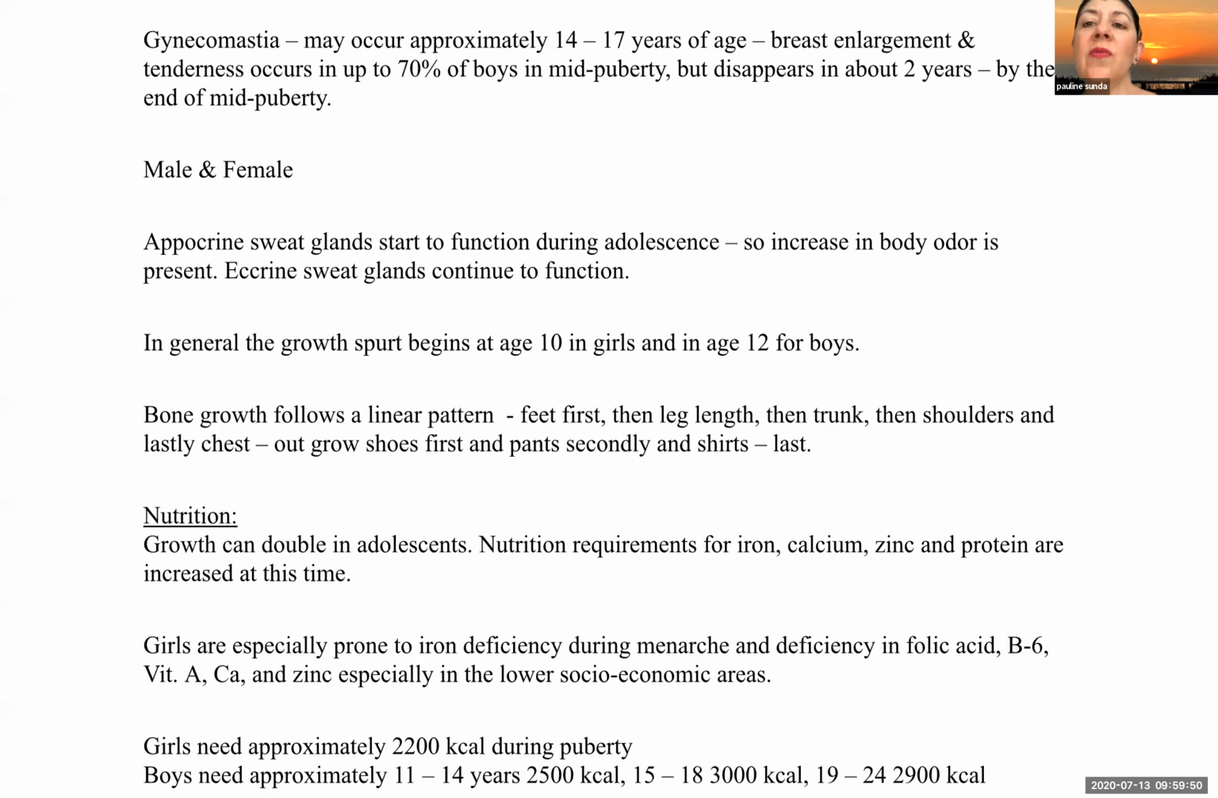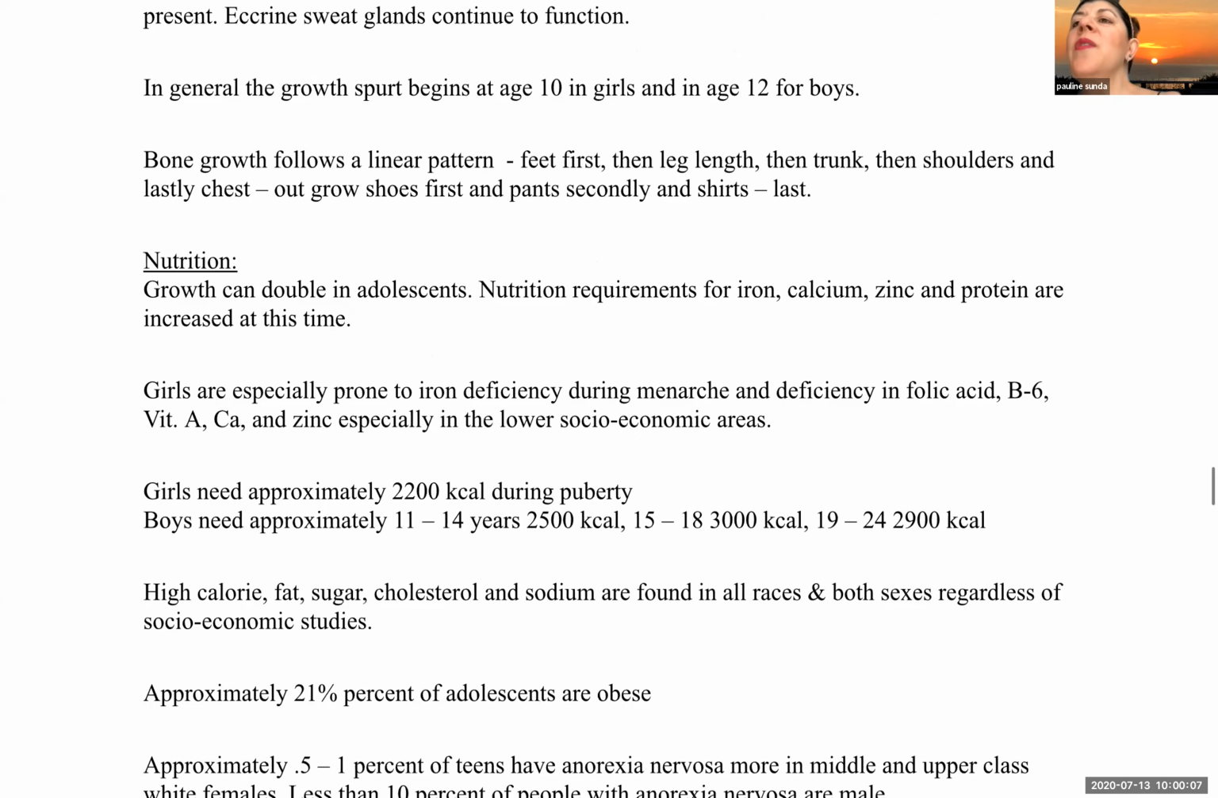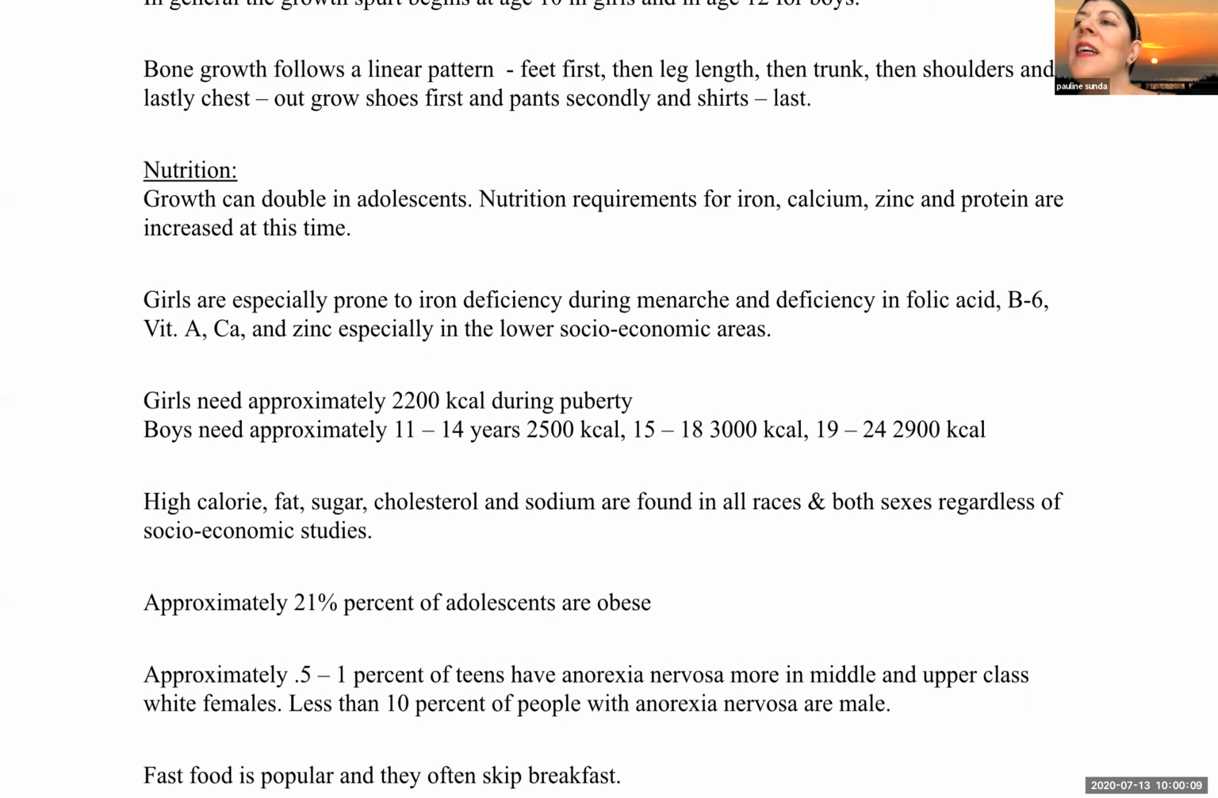In general, this is for both male and female, apocrine sweat glands start to function during adolescence. So there may be an increase in body odor that is present. The eccrine sweat glands continue to function. Bone growth follows a linear pattern. First the feet, then the leg length, and then the trunk and shoulders, and lastly the chest. So basically they will outgrow their shoes first, then their pants, and the shirts last.